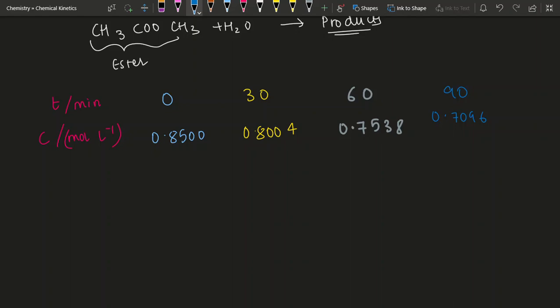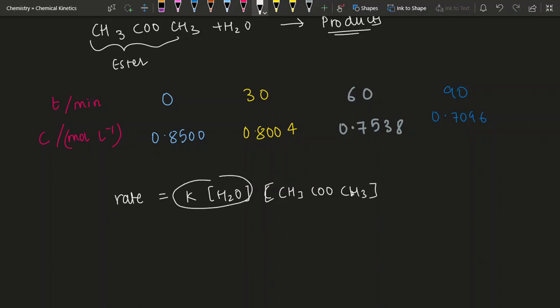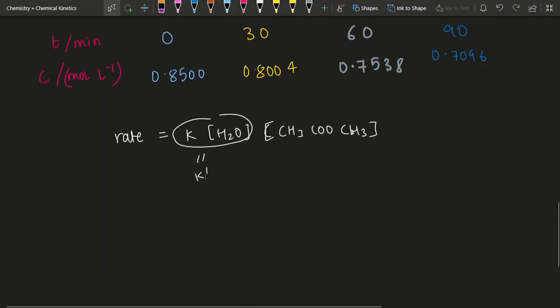Now what you can do is you can write, let's say that this was a pseudo first order reaction. Then you could have written the rate of this reaction as k times H2O times CH3COOCH3 again, and this thing we say is some other constant k dash. And notice we also have one more thing.